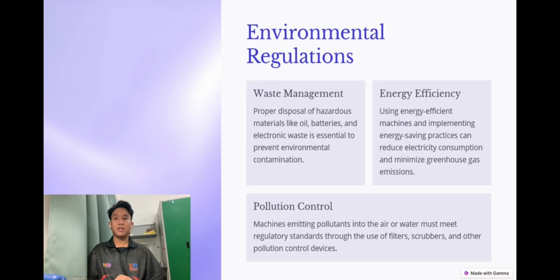Environmental regulation. Number one is waste management. Proper disposal of hazardous materials like oil, batteries, and electronic waste is essential to prevent environmental contamination. Number two is energy efficiency. Using energy efficient machines and implementing energy saving practices can reduce electricity consumption and minimize greenhouse gas emissions.